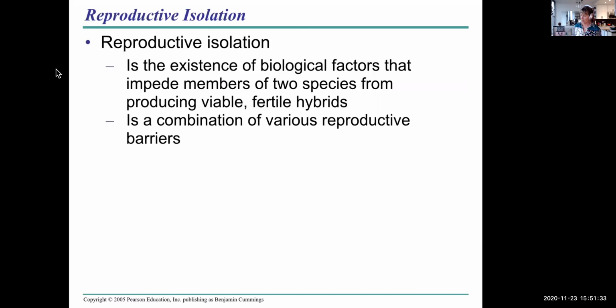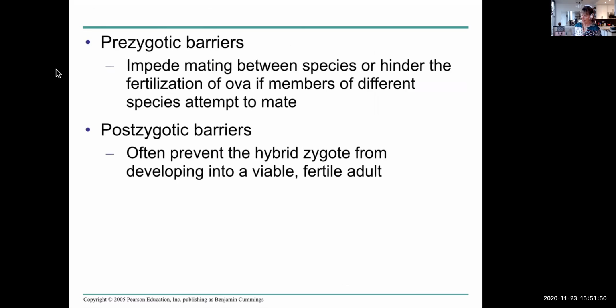So reproductive isolation is the existence of biological factors that impede members of two species from producing offspring. And there are a combination of reproductive barriers at different stages. One is the prezygotic stage, and one is postzygotic. So prezygotic, before the zygote is formed. A zygote is a fused egg and sperm. I could have just said a fertilized egg.